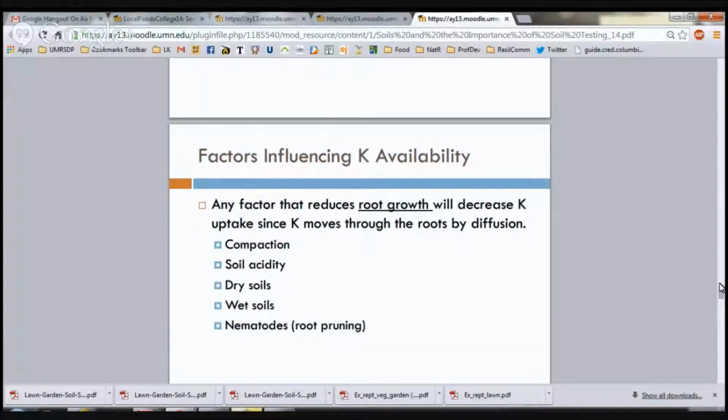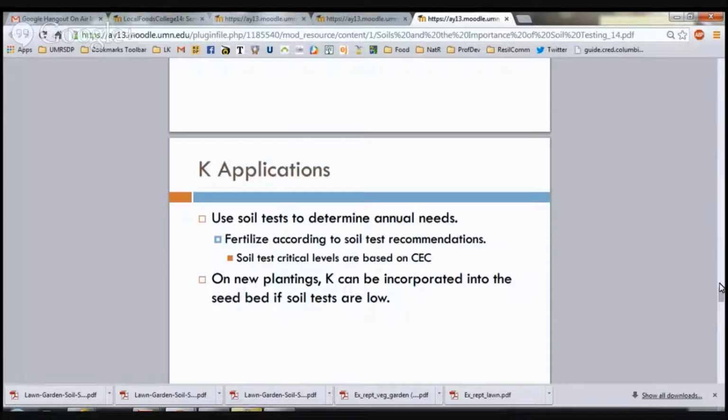Anytime you have root growth reduction, you could have some potassium availability issues. And so where you have acidic soils or compaction or anything like that, you could have some nematodes. Actually in turf is a huge problem as well. So you might have to do some additional cultural management practices if you have a potassium deficiency.